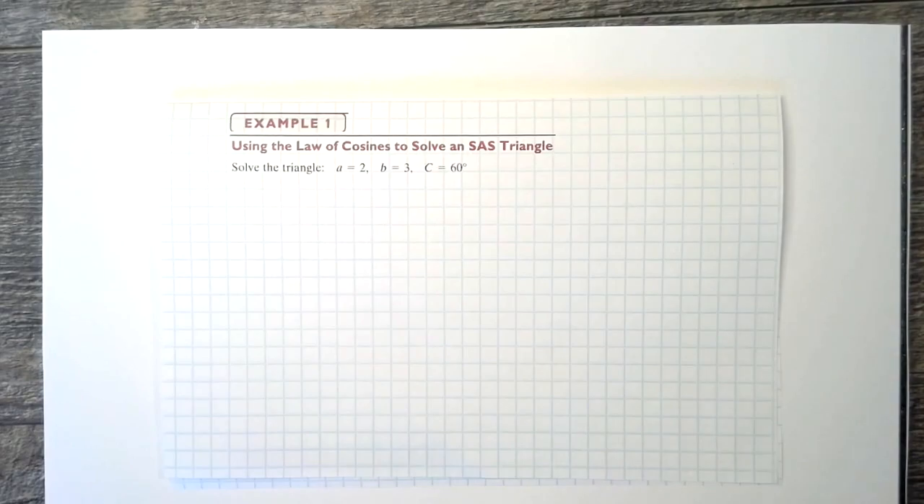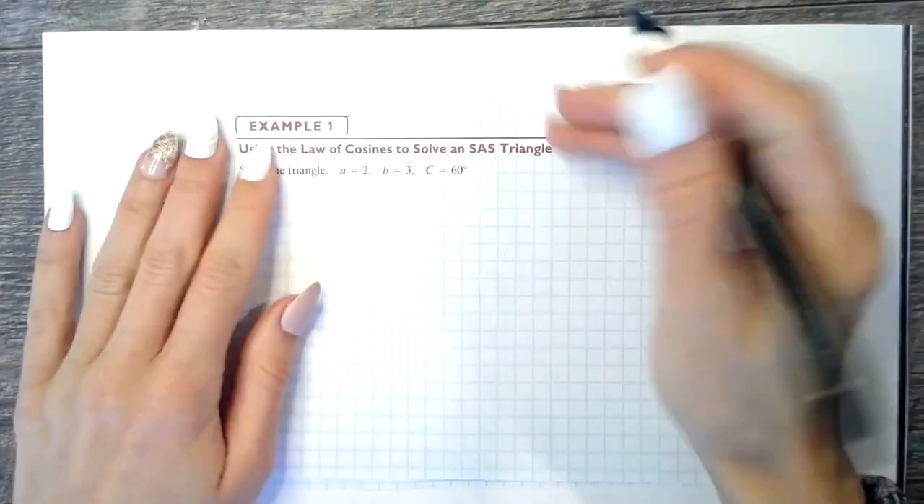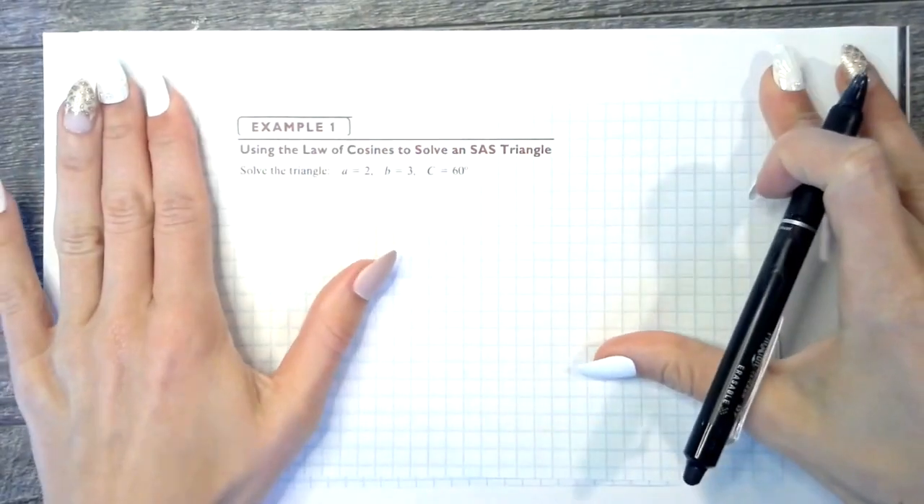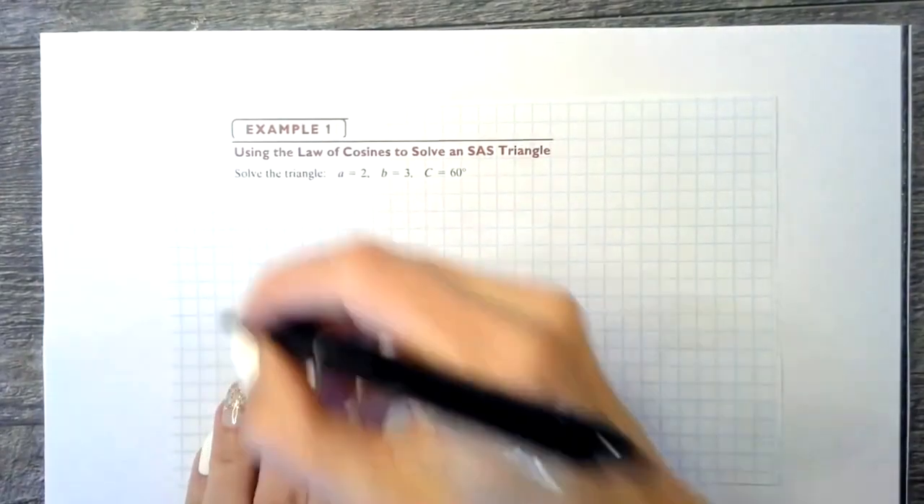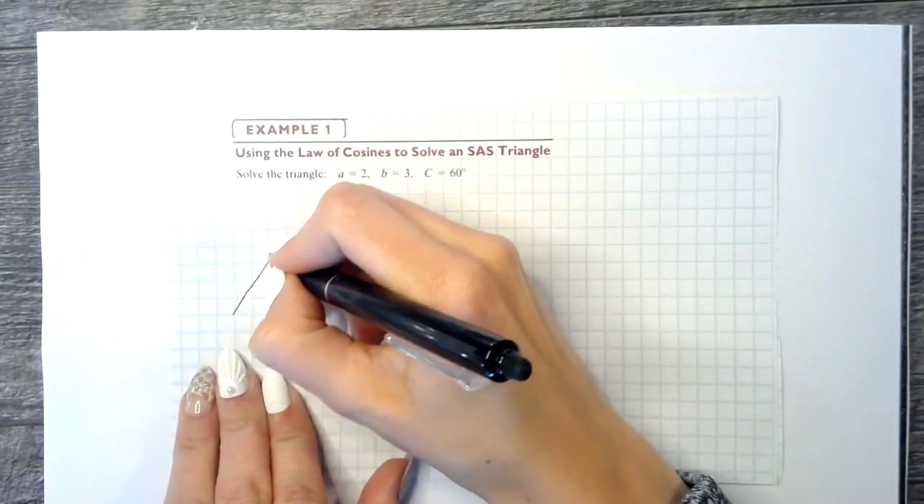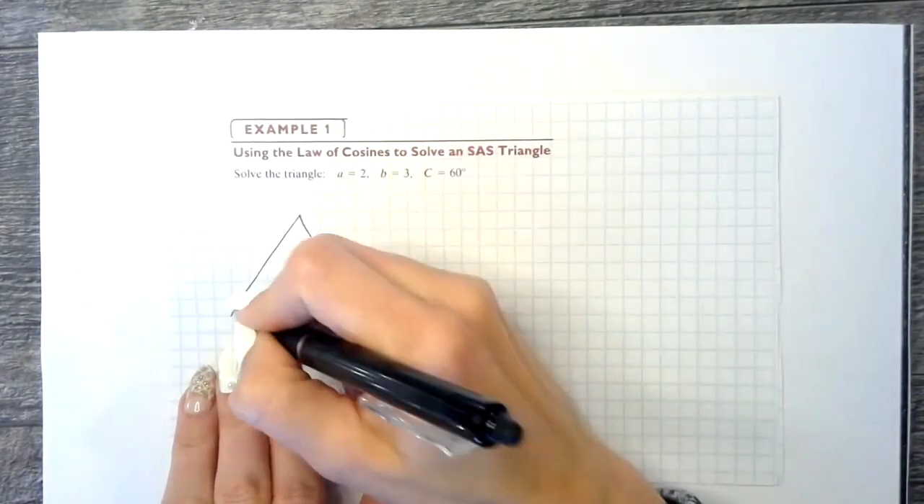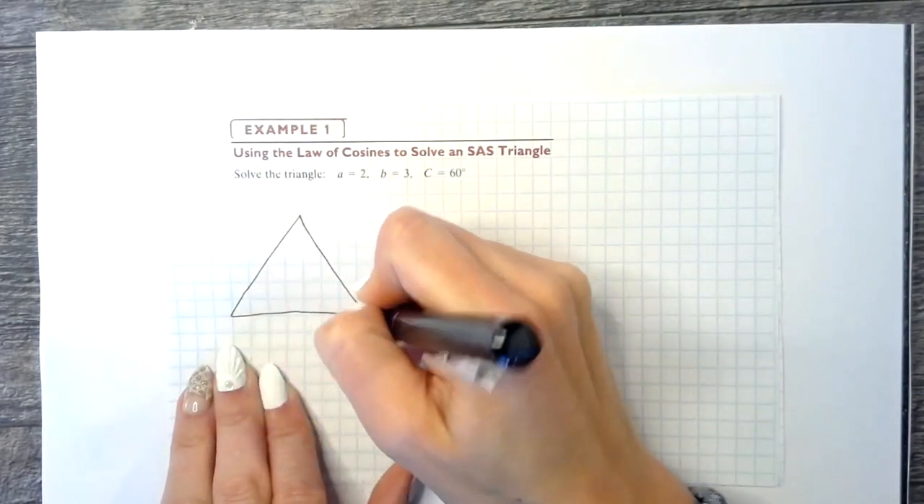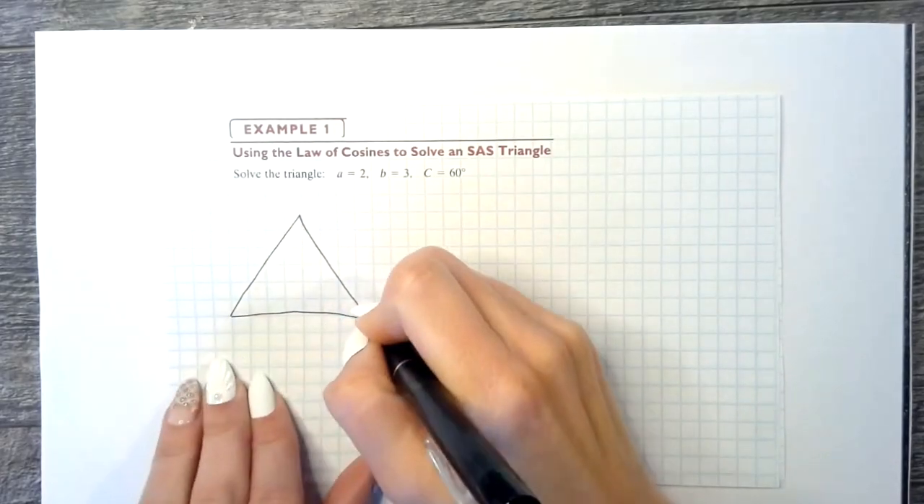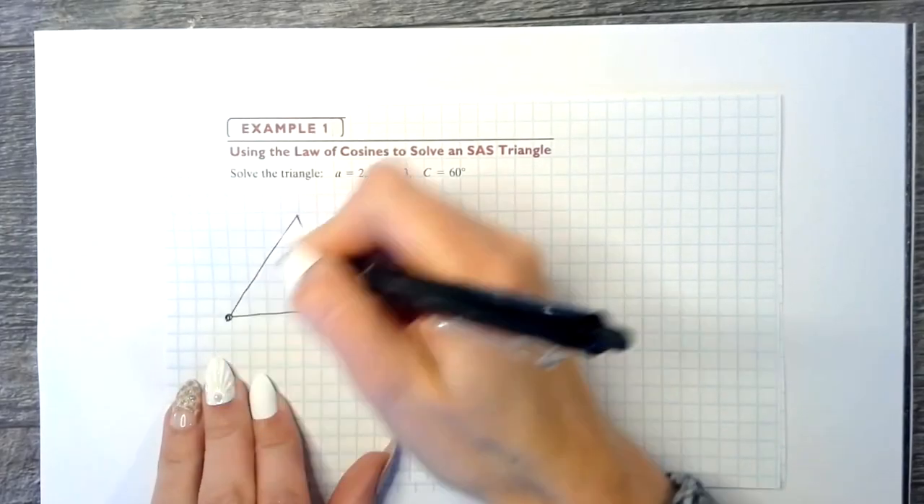Our first example will be this one right over here. Example 1, we're going to use the law of cosines to solve a side angle side triangle. And in this example, we have side A equals 2, side B equals 3, and angle C equals 60 degrees.